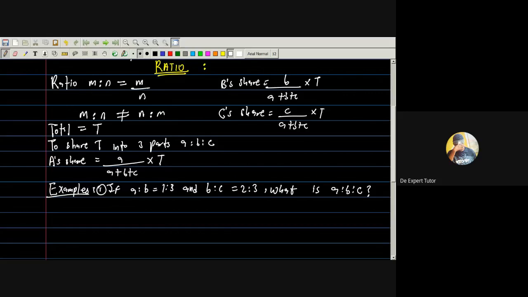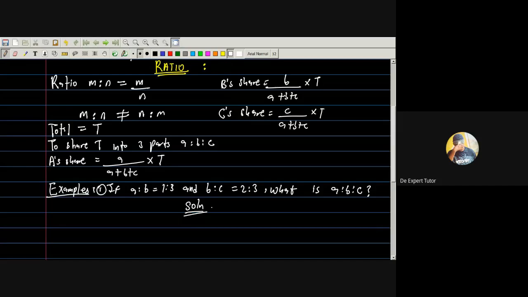They said if A ratio B is 1 ratio 3 and B ratio C is 2 ratio 3, then what's the ratio of everything together? A ratio B ratio C. Now, please look at this. In today's class, I've taken my time to check out most of the most asked questions on ratio. So please pay maximum attention. That's where we can help ourselves here. So let's go.